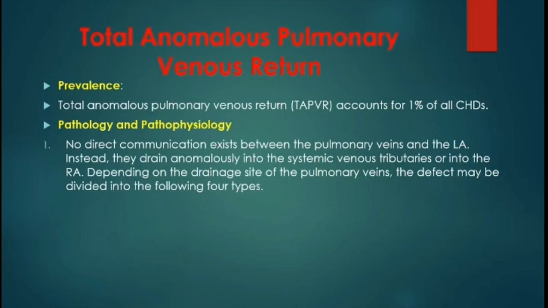Next, we are going to discuss total anomalous pulmonary venous return. This pathology represents around 1% of congenital heart diseases, in which there is no direct communication between the pulmonary venous system and the left atrium. Instead, these pulmonary veins are draining into the right atrium, and according to this drainage, the defect is divided into 4 different types.